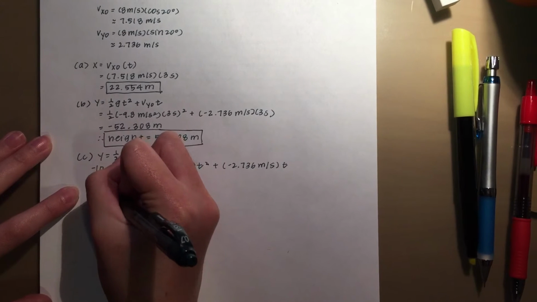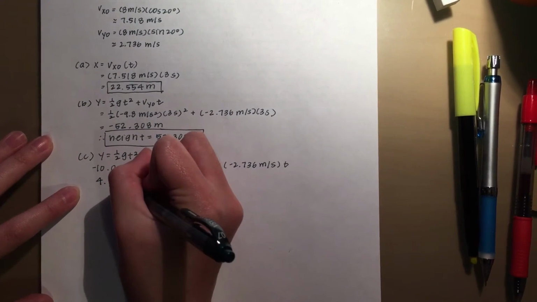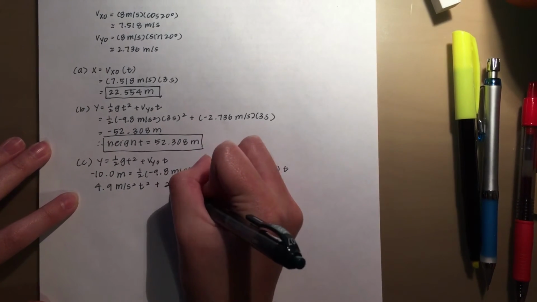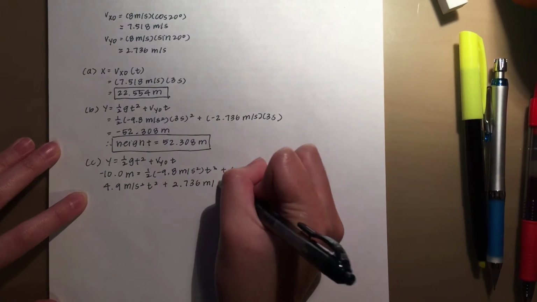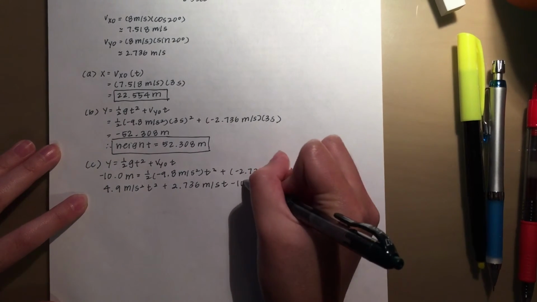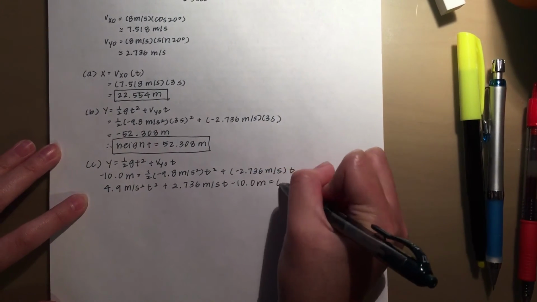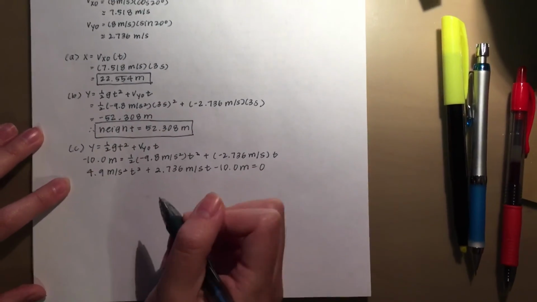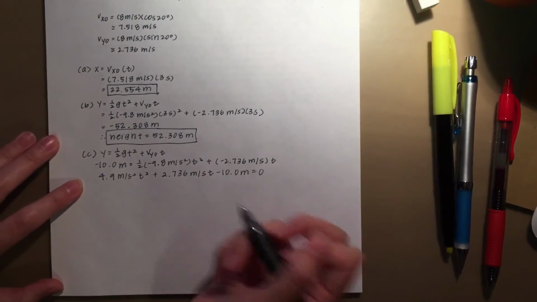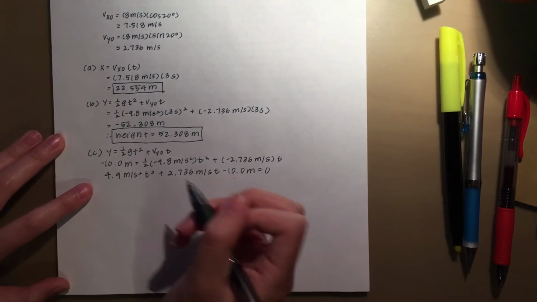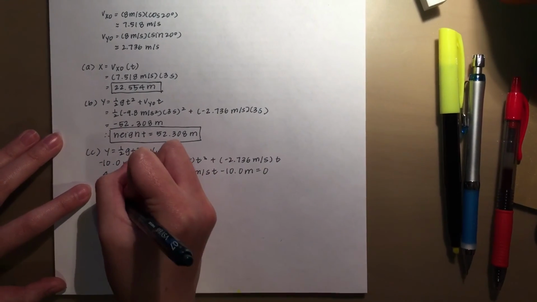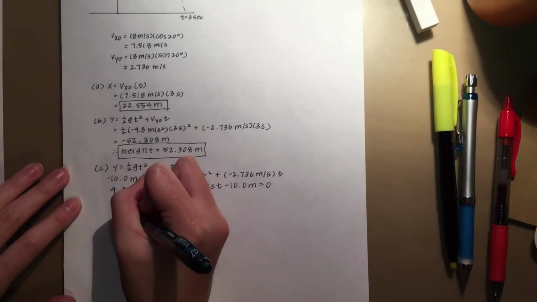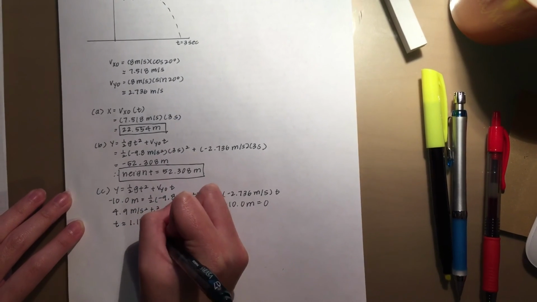And if you simplify that, it would be 4.9 meters per second squared, times time squared, plus 2.736 meters per second times time minus 10 meters. And that equals 0, so you get a quadratic function. So what you do is you graph it on your calculator, and you find the intercepts to find t, and you find the one value t that's positive, which is about 1.176 seconds.